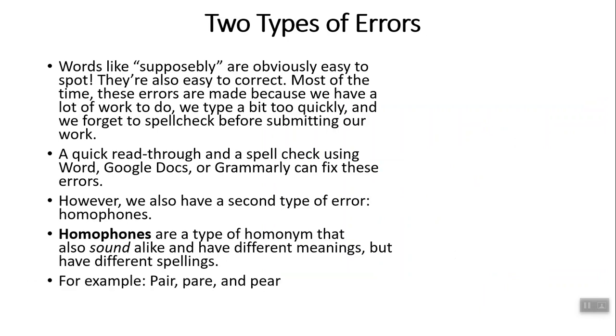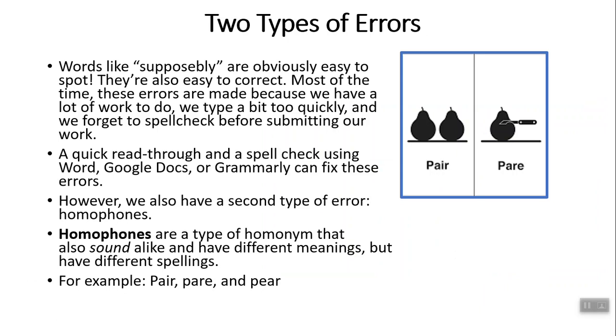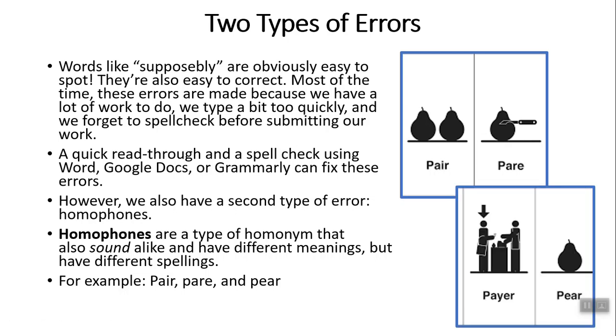They're spelled differently. So, for example, pair, pare, and pear. A pair, P-A-I-R, is two things. P-A-R-E means to cut down. And then the P-E-A-R, sometimes people put pay for too by mistake. And then the P-E-A-R is the fruit, right? So those are homophones.